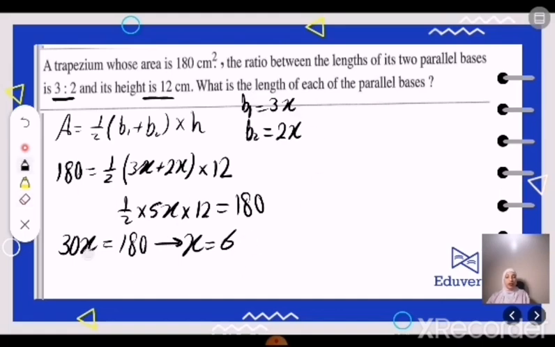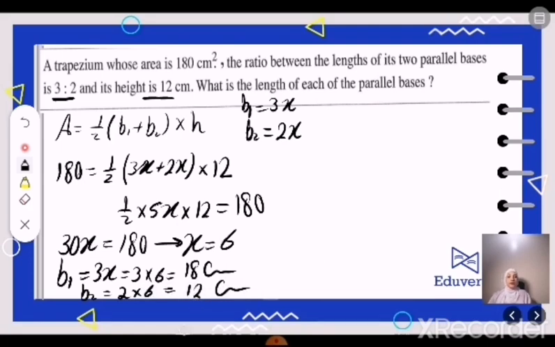We don't know it at first, we just put x here and substitute for it. Base 1 equals 3x, which is 3 multiply 6, which is 18 centimeters. And base 2 will be 2 multiply x, which is 2 multiply 6 equals 12 centimeters. Of course, if you want to make sure it's the correct answer or not, just add them, multiply by half, and then multiply by 12 to get the area. If it gives you the same result, then you are correct.